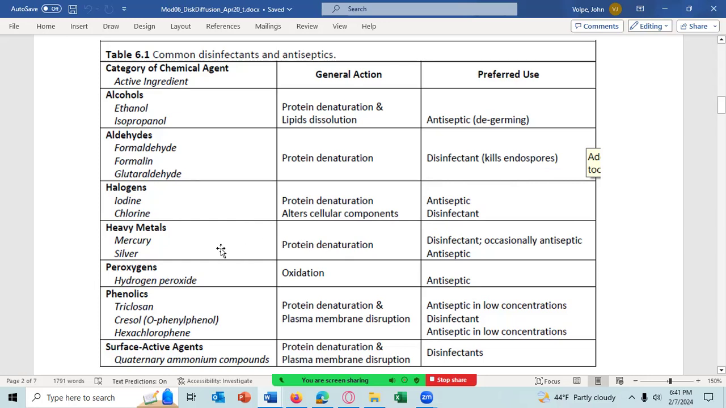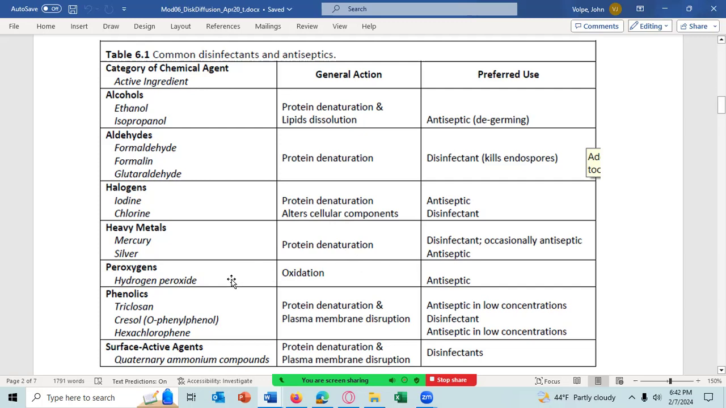Heavy metals, mercury and silver, their use has come back in the health setting because of the resistance of bacteria to chemical agents, particularly antibiotics. And so we're reusing the heavy metals, and sometimes gauze will be treated with heavy metal to prevent bacteria from growing, like in an infection.